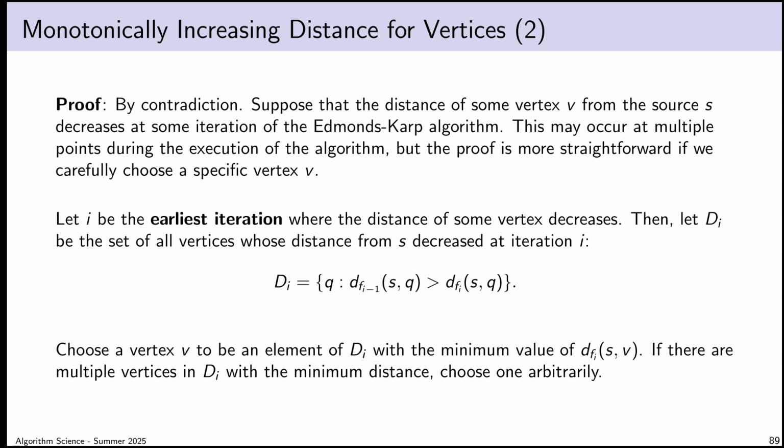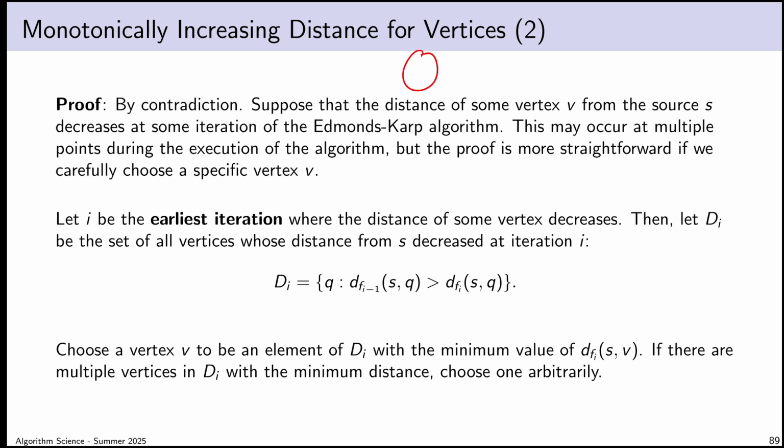Okay, so I'm going to suppose that the distance of some vertex from the source does decrease. So I'm going to suppose that the theorem is false. Now, what's difficult about this part of the proof is that I actually have to really narrow things down to make this doable. Notice how I say, suppose that the distance of some vertex decreases at some iteration. What this is alluding to is that if we suppose that the theorem is false, we don't know that only one vertex has this problem. Maybe a whole bunch of vertices have their distances decrease.